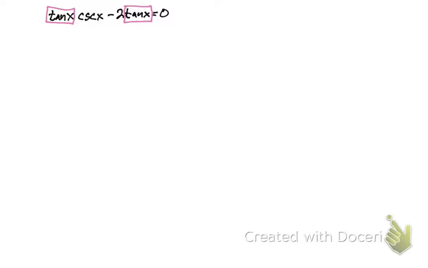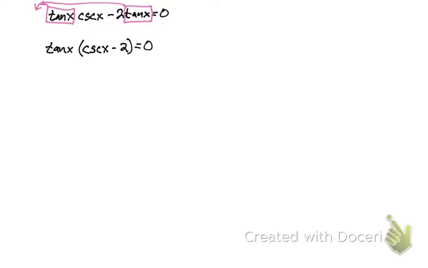Do you see how tangent's in both terms? I don't have another term there. It's in both terms. If it's in both terms, you can actually factor it out. You can bring it out of there, which is going to look something like this. I'm going to have tangent x times the quantity cosecant x minus 2 equals 0. That's a really slick way to reduce this down.